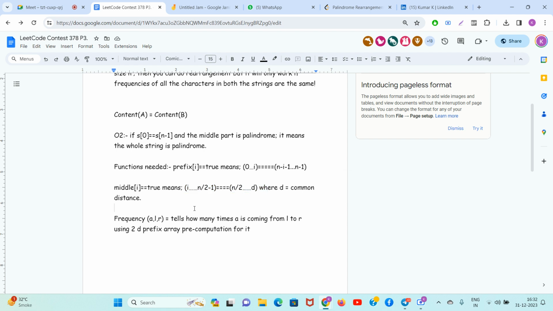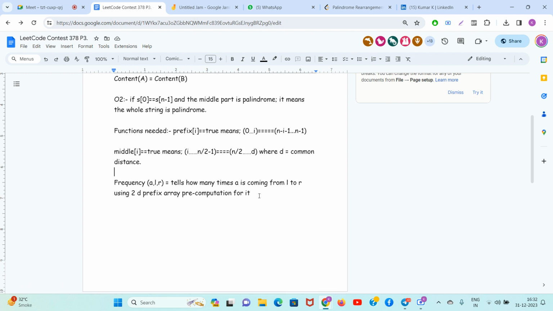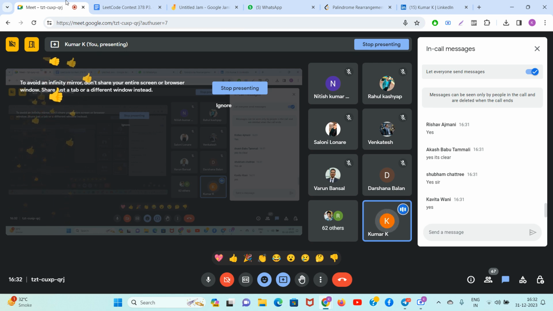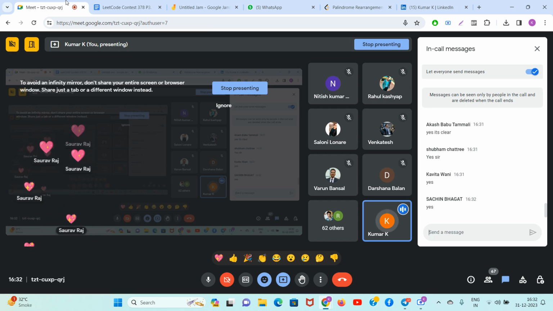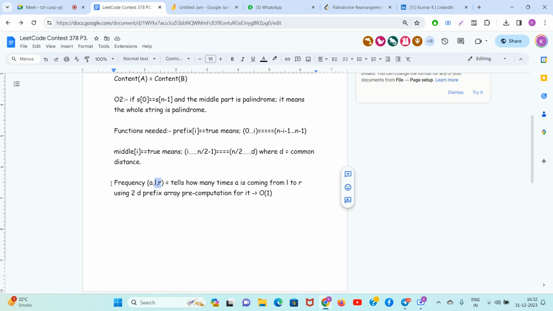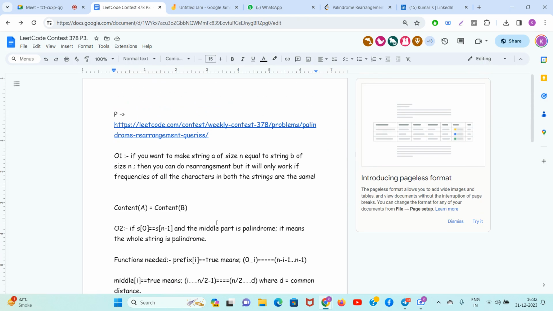Guys, I am creating one more function. This function will tell you in O of one time how many times a particular character is occurring from range L to R. Everyone write yes in the chat if the third function is also clear. The third function will tell you how many times this particular character is coming in the range L to R. This third function can help you solve this problem instantly.